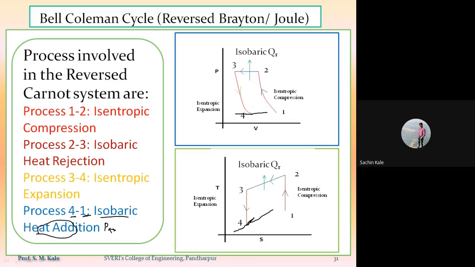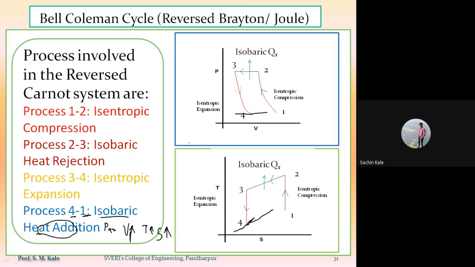Another word is nothing but heat addition. What is the meaning of heat addition in terms of pressure, volume, temperature and entropy? As pressure remains constant, whenever you are adding heat inside the gas or air at constant pressure, the volume of that air will go on increasing because of heat addition. What about temperature? Temperature will also go on increasing. And what about entropy? Entropy will also go on increasing.